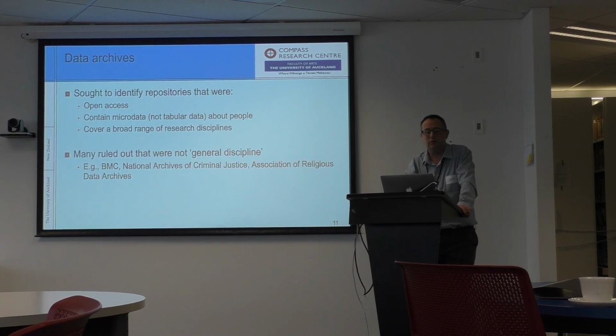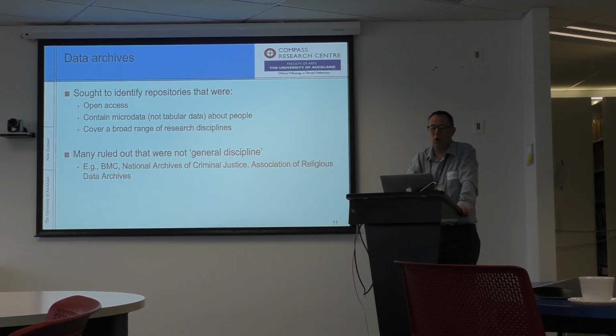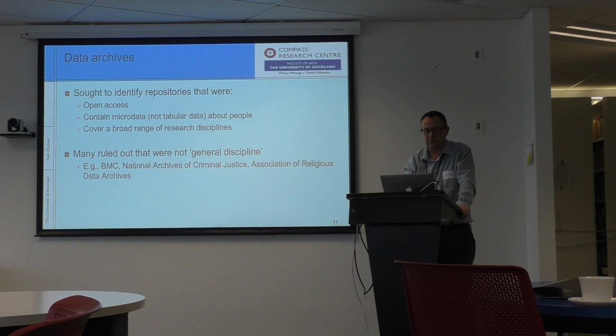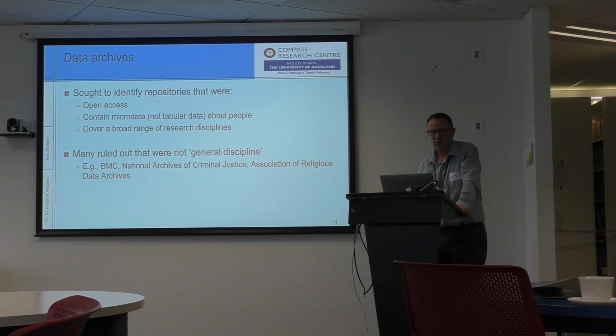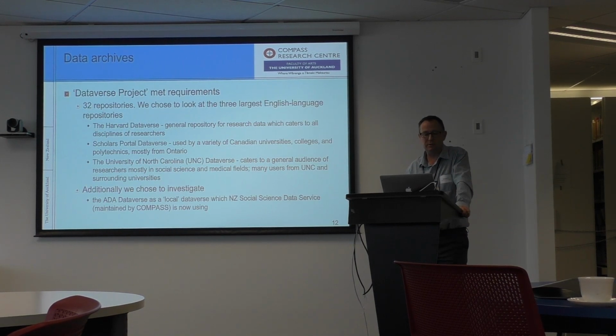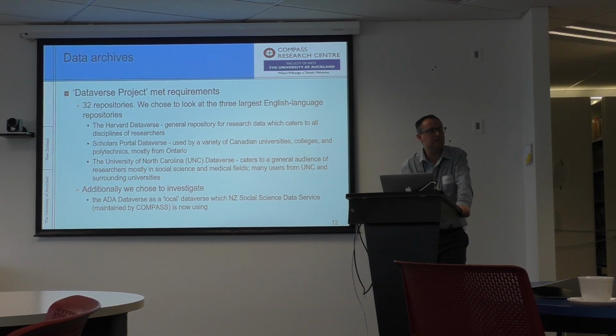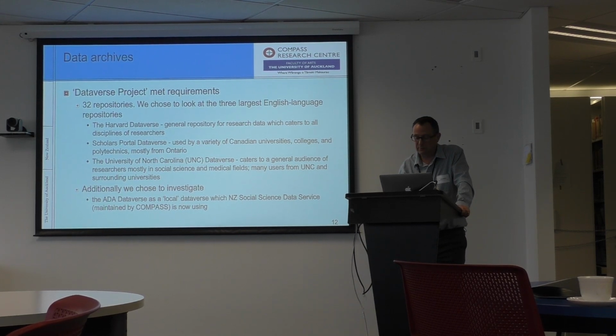Okay, so what we wanted to do is identify repositories that were open access, that contain microdata as opposed to tabular data, so they've actually got data on an individual, whether or not the individual can be identified, and cover a broad range of research disciplines. We didn't want to necessarily make this specific to the social sciences. And long story short, many were ruled out that weren't general discipline, but we came across Dataverse, which seems to be where, as Martin pointed out, the field is heading.